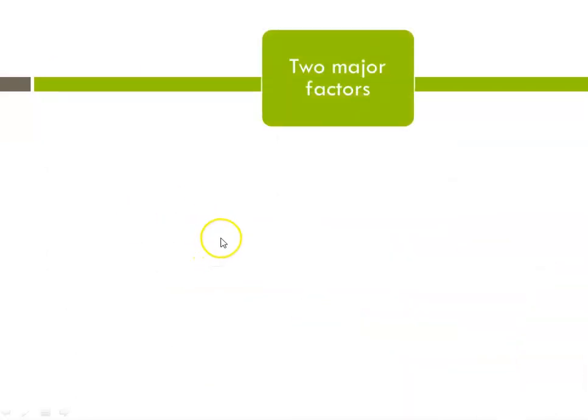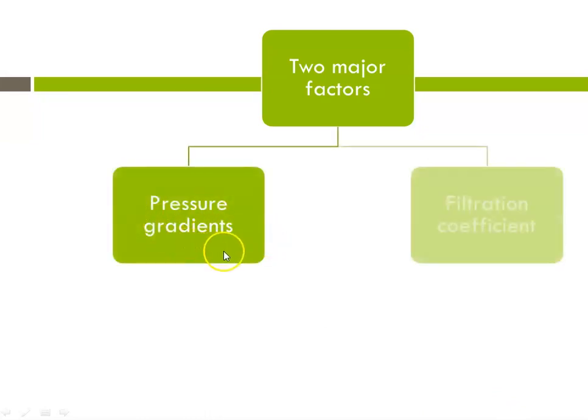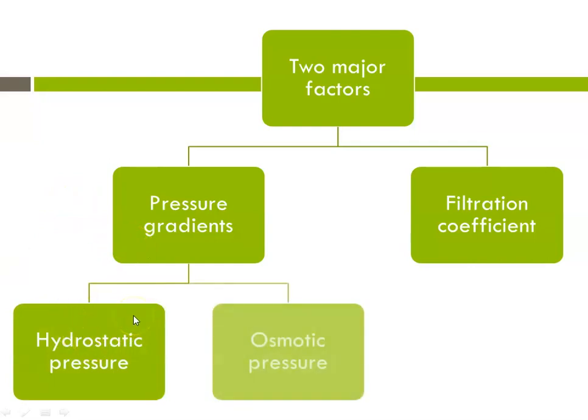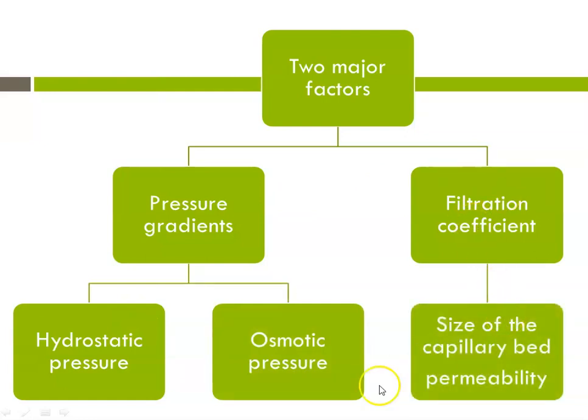The glomerular filtration mainly has two major factors. First one is the pressure gradient and next one is the filtration coefficient. There are two pressure gradients. First one is the hydrostatic pressure and next is the osmotic pressure. The filtration coefficient depends on the size of the capillary bed, that is the surface area of the capillary bed, and next one is the capillary permeability. You already know the capillary permeability depends on shape, size and charge of the filtration barrier, that is the capillary membrane.